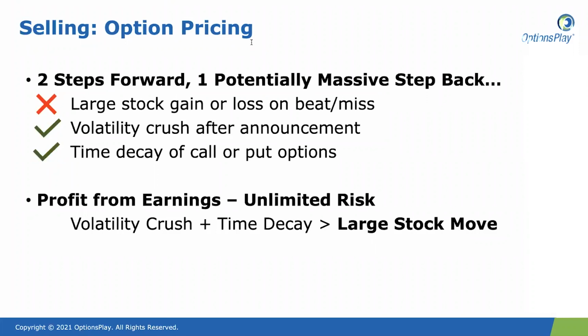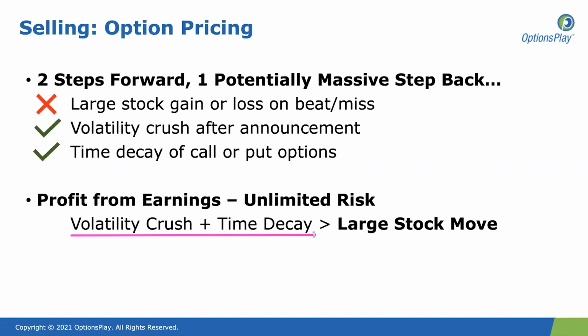But if you're selling an option, you have two things silently working in the background in your favor. But if the move in the underlying stock is opposite to what you expect, that could potentially set you back beyond what the two things working in your favor give you. So when you're selling an option, volatility crush and time decay are working in your favor. But if the stock makes a big move in the opposite direction from what you think, that could cause a loss that exceeds what you collect from the volatility crush and time decay.